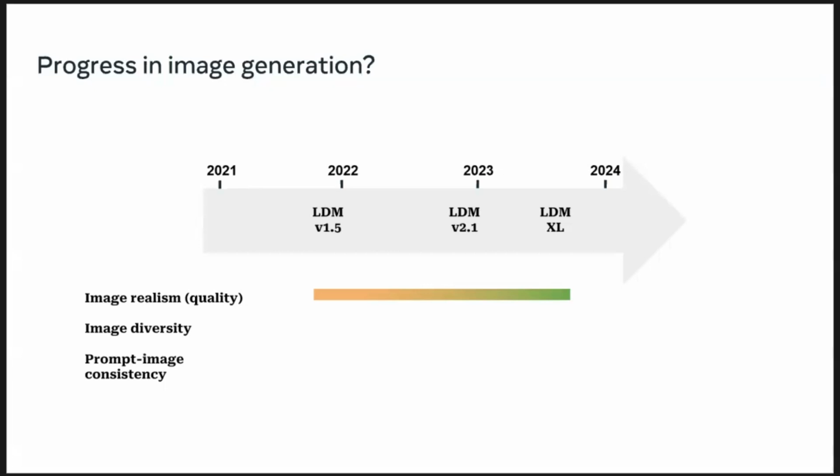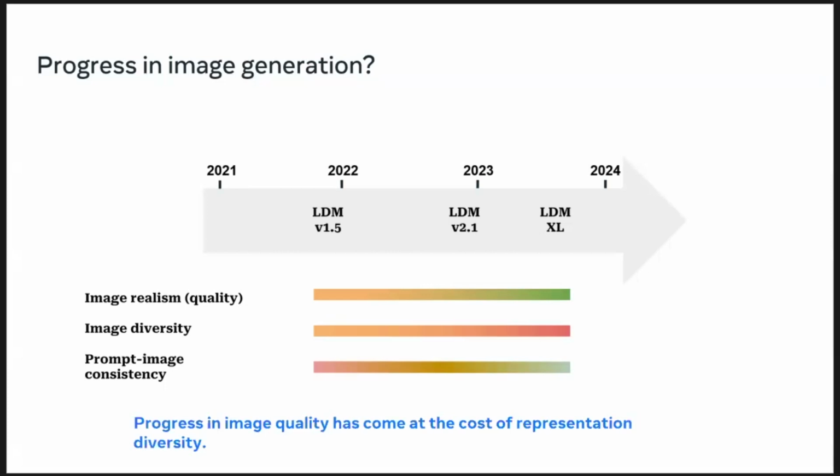However, when it comes to image diversity, we see the opposite. We see that models that were introduced a couple of years ago yield a higher representation diversity than the ones that were introduced only a few months ago. As for prompt image consistency, we do see progress that is aligned with the image realism, but the progress seems to come a bit slower.